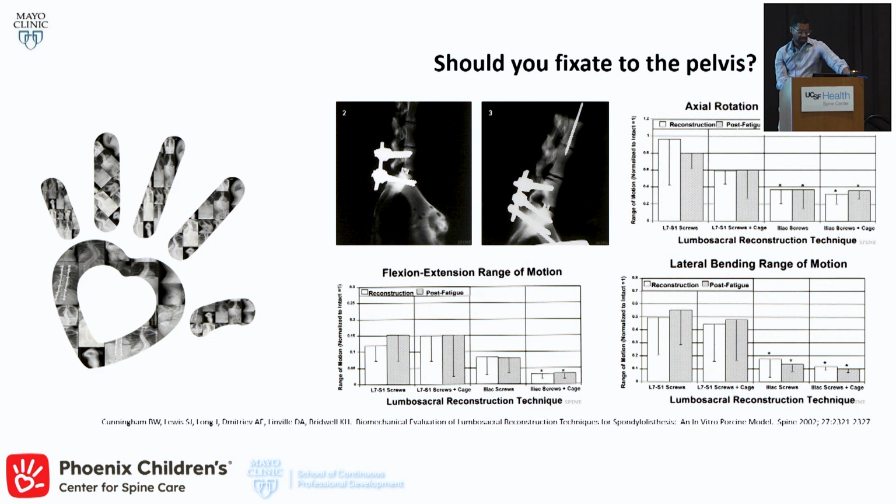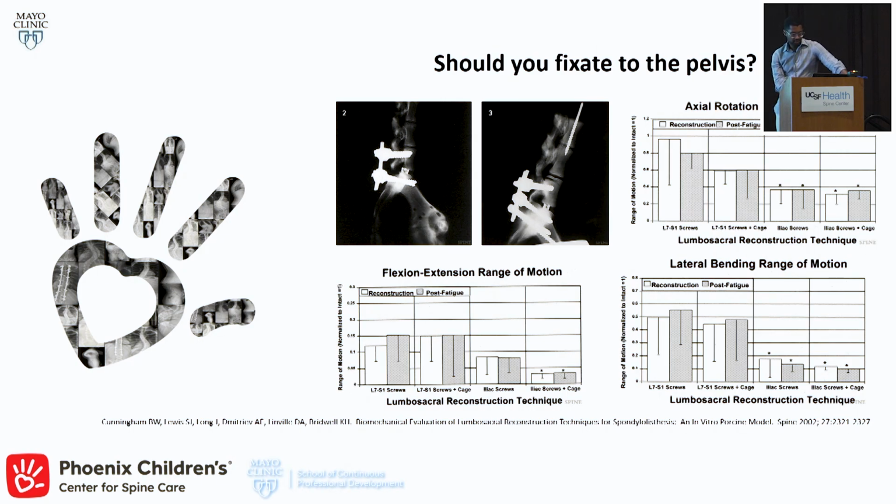And should you fixate to the pelvis? This was looked at through a porcine model, which looked at axial rotation, flexion and extension, in addition to lateral bending. And we found that placing iliac fixation substantially decreases the range of motion, protecting the sacral screws.